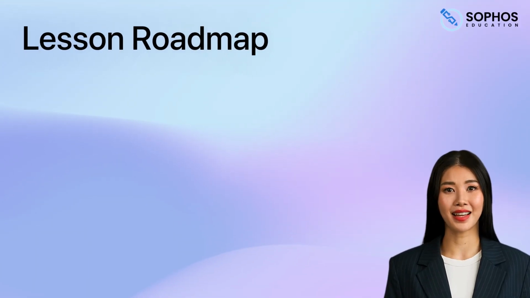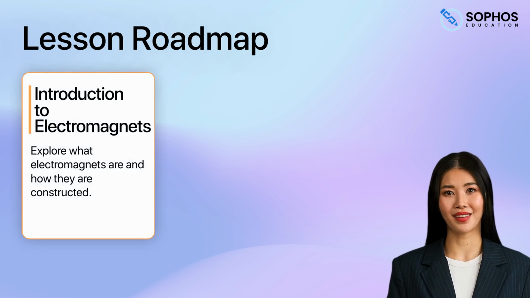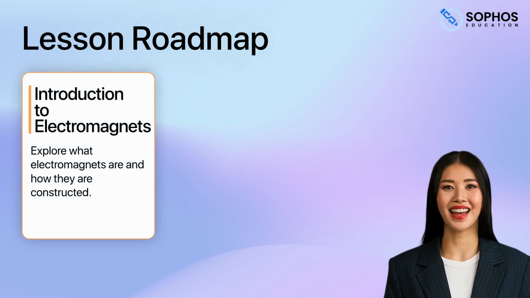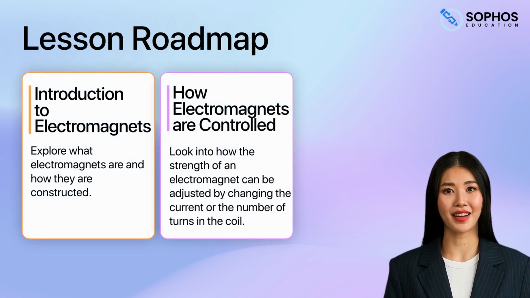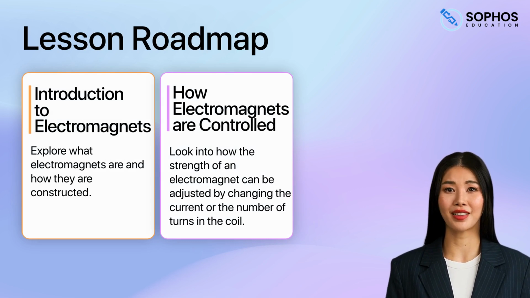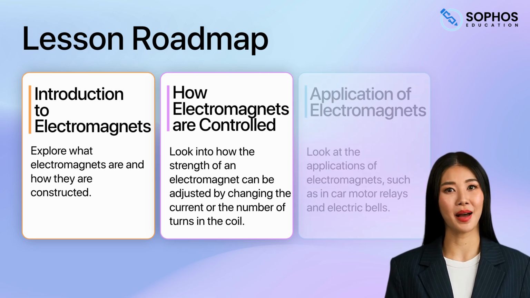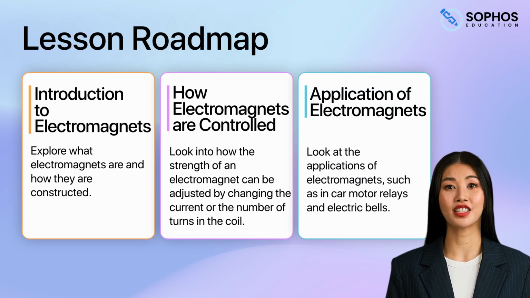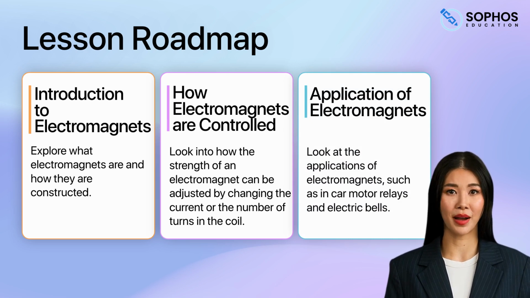We will start today's lesson by exploring what electromagnets are and how they are constructed. Next, we will look into how the strength of an electromagnet can be adjusted by changing the current or the number of turns in the coil. Finally, we will look at the applications of electromagnets, such as in car motor relays and electric bells.